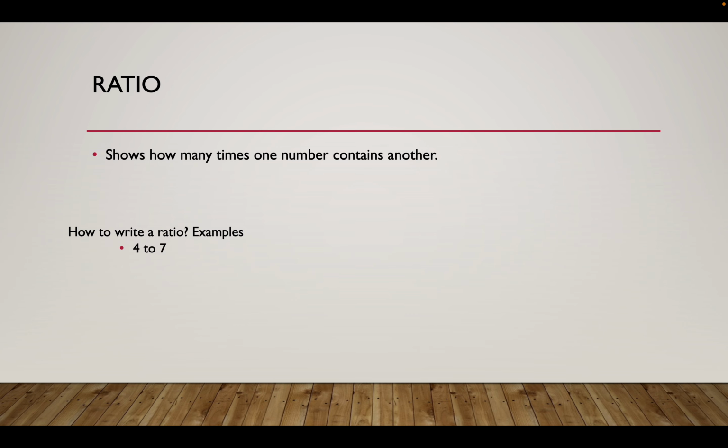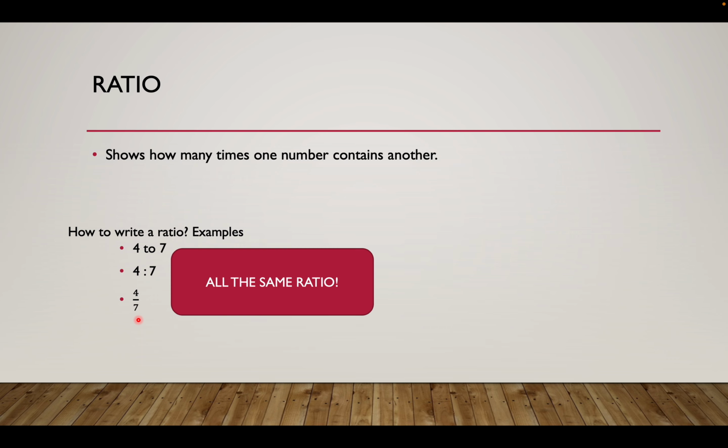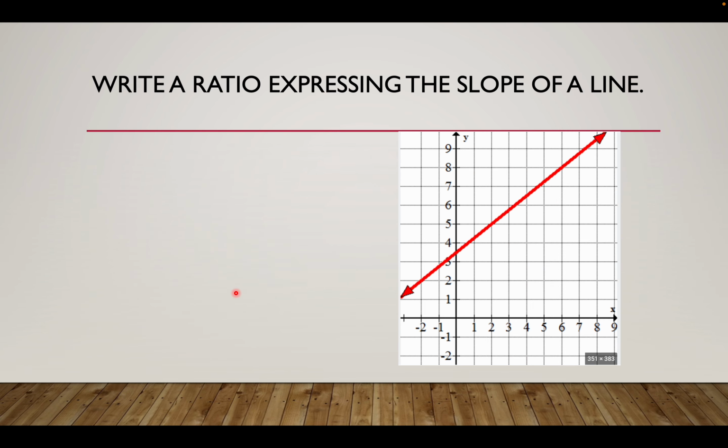You could write a ratio as 4 to 7, 4 with a colon to 7, or a fraction, 4 over 7. Now, I will say this, 4 over 7 as a fraction is probably going to be the most used option you will have for writing a ratio. There are 3 different ways to write it, but they all represent the same ratio.